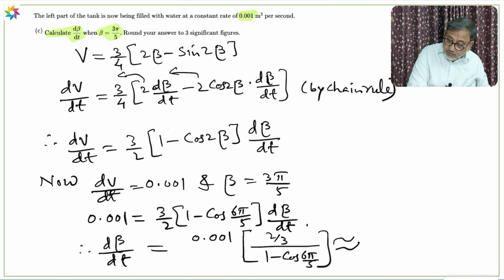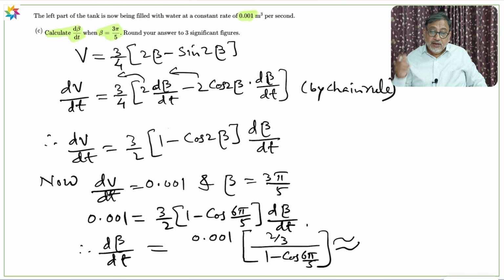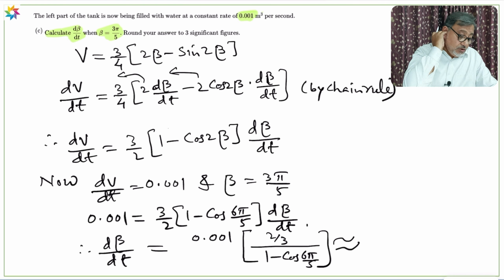0.001 into bracket, second bracket 2 divided by 3, divided by another bracket 1 minus cos of, now my angle is in radians, so I have to change the calculator to radian mode. Okay, so cos of another bracket 6 pi divided by 5. Yeah, my answer is 0.0003685.